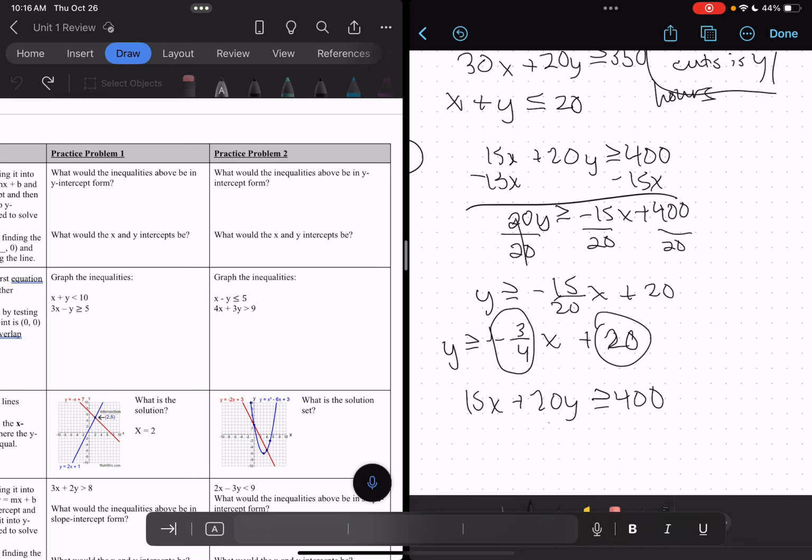If y equals 0, then we would have 15x is greater than or equal to 400. And so 400 divided by 15 gives us 26 2/3, or 26.6666. So in this case, then our y-intercept is 0, 20, and our x-intercept is 26 2/3, 0. All right, so I'm going to pause there.